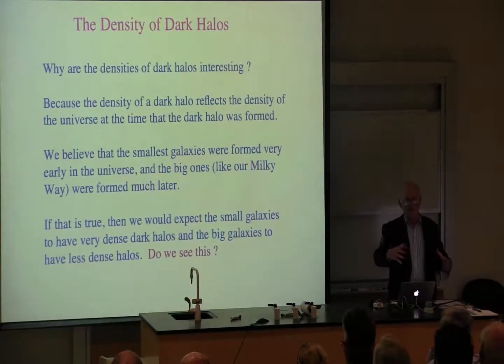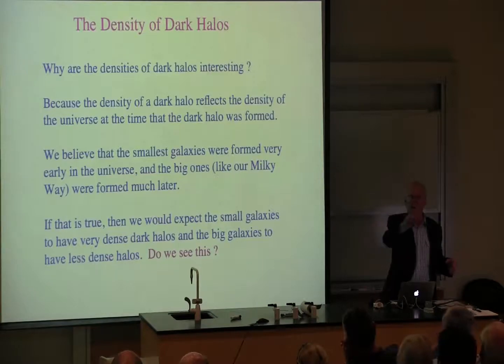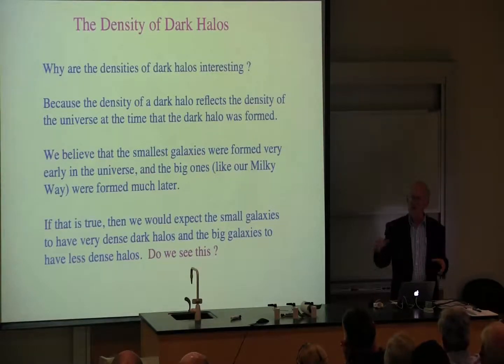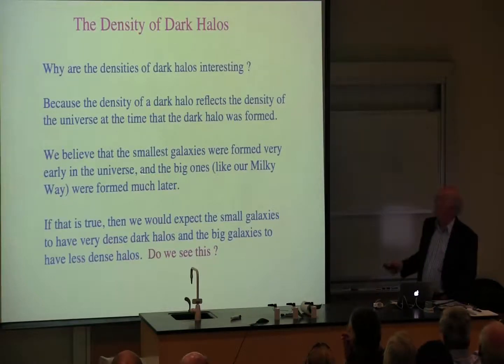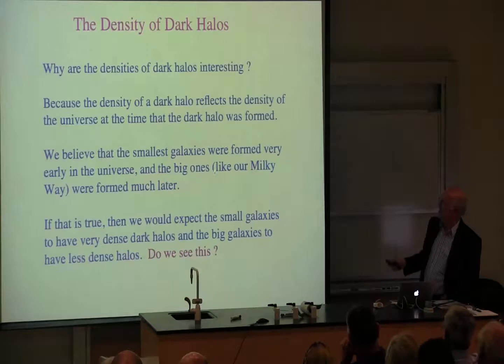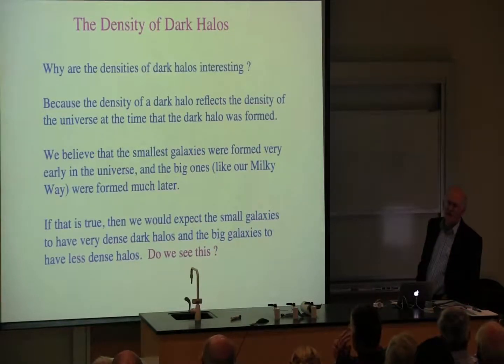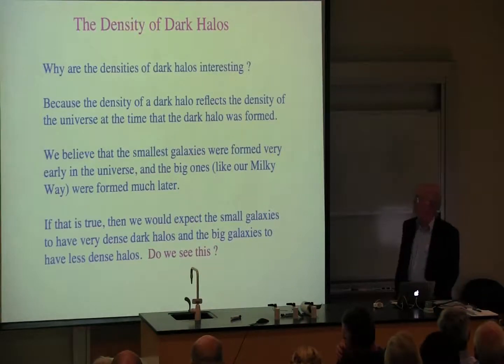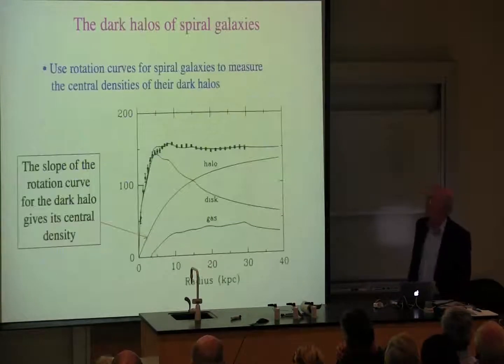So after the Big Bang, the universe is expanding, little bits of material condense out and they become the galaxies that we see now. We believe that the smallest galaxies formed very early in the universe, and the big ones, like the Milky Way, formed much later. Now, if that's true, then we would expect the small galaxies to have very dense dark halos and the big ones to have less dense dark halos. And the question is, do we see this? The answer, of course, is yes. I'm telling you a story.